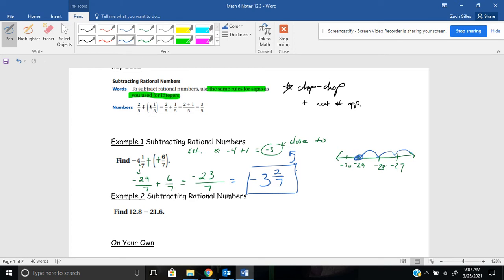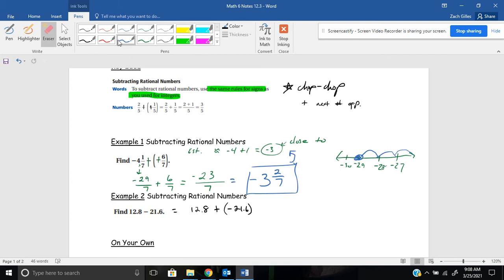Okay. Let's try another example with decimals. It says find 12.8 minus 21.6. Okay, so if I wanted to, I could think about this as 12.8 plus negative 21.6, right? I just chopped here, chop. Change the subtraction to addition and the next to its opposite. You could think about it this way if you wanted to. I actually just like to think about it as a subtraction problem.